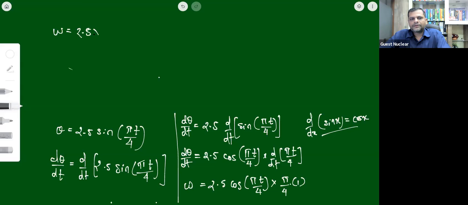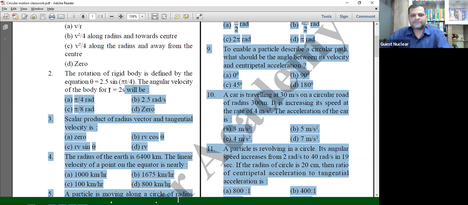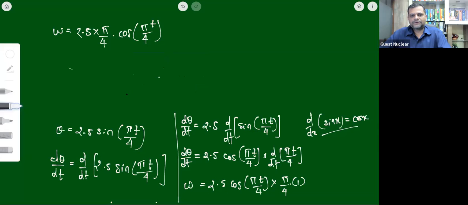2.5 into ये pi by 4 जो है, जो कि यहाँ पे हमको दिख रहा है, we can take it in the front here. तो यहाँ पे हम ले सकते हैं उसको 2.5 के साथ. So here it will be 2.5 into pi by 4 and that is multiplied with cos of, ब्रैकेट में आएगा यहाँ पे pi t by 4. ठीक है, बट यहाँ पे हमको क्वेश्चन में क्या दिया हुआ है देखो ठीक से फिर से. We want to find out the angular velocity at time t equal to 2 seconds here, right? That means we have to put this time t as 2 here.